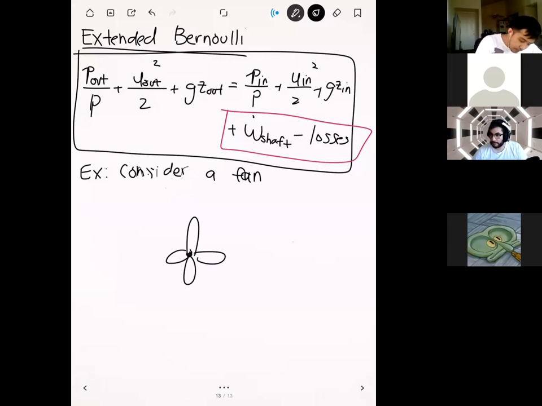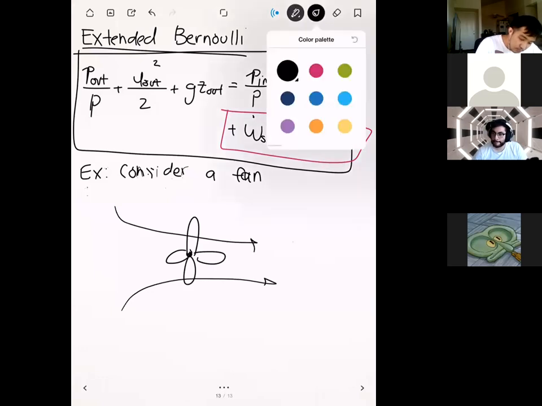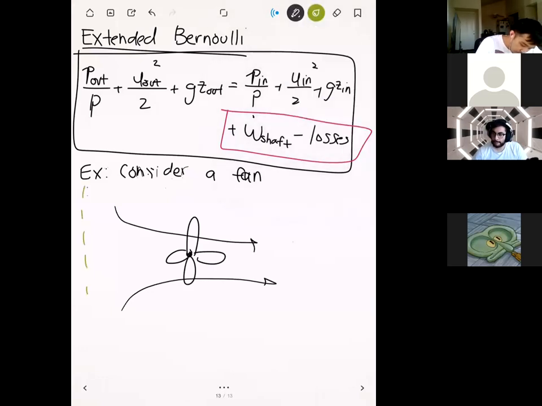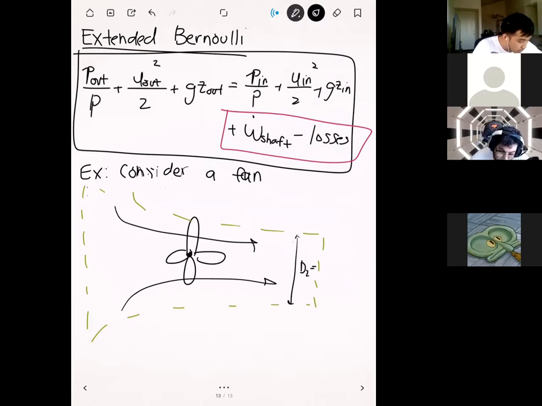And so the fan is going to drive flow. It's going to go this way. Let's draw our control volume around this guy. And then at the outlet of the fan, we have D2 is equal to 0.6 meters, and we know that P2 is equal to 0. And we also know that U2 is equal to 12 meters per second.